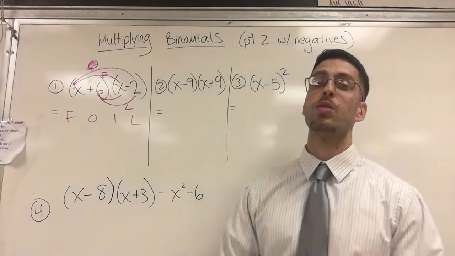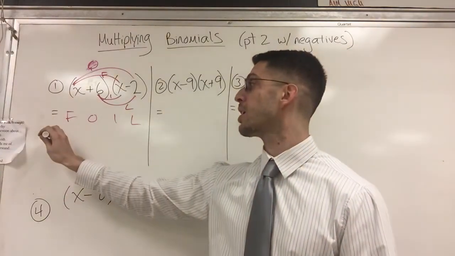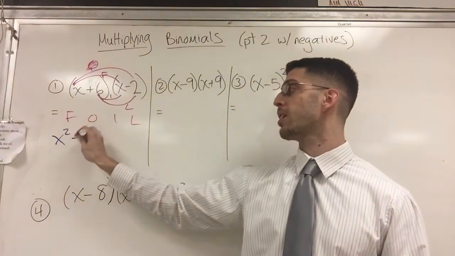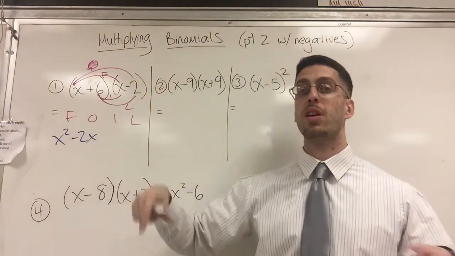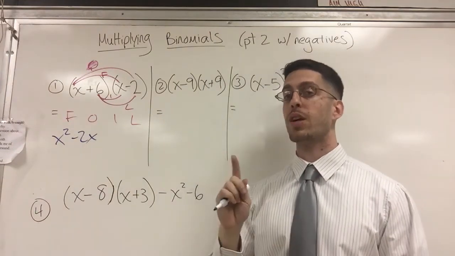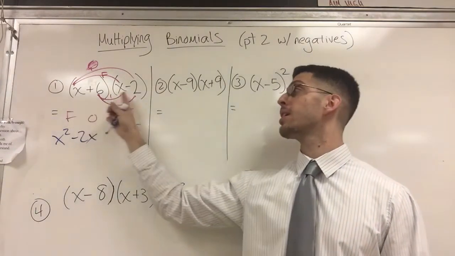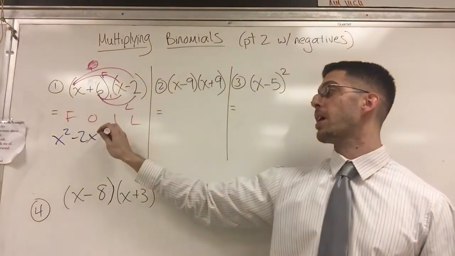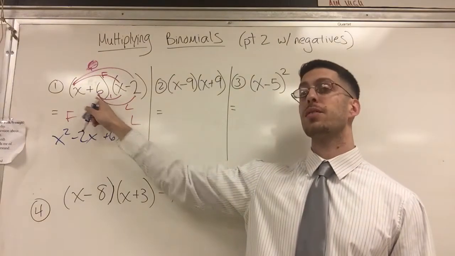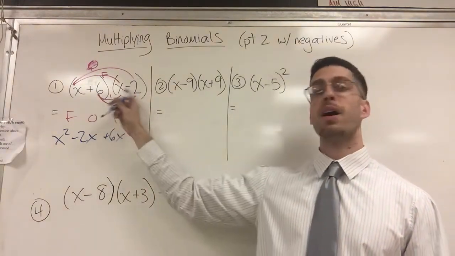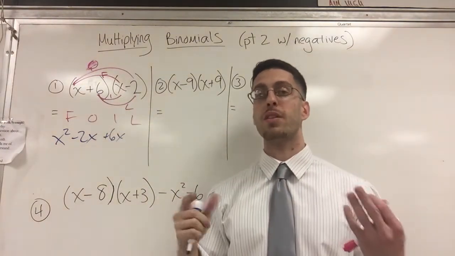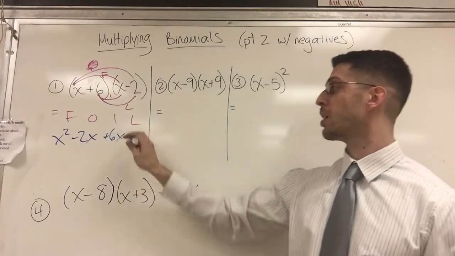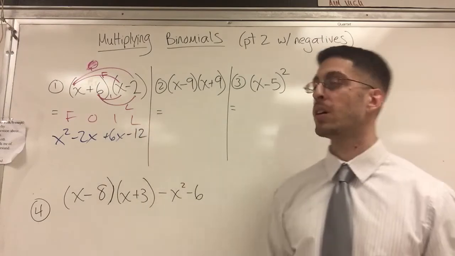X times x. Hopefully you know to add the exponents, and you get x squared. Then I got x times -2. That's negative 2x. And this is the difference between this video and the last one. Everything was plus. Now you've got to be careful. Positive x times -2 is negative 2x. Then 6 times x, that's positive 6x. And then positive 6 times -2, it doesn't matter which sign is bigger. When you're multiplying a positive and a negative, it's always a negative product. Therefore, this is -12.